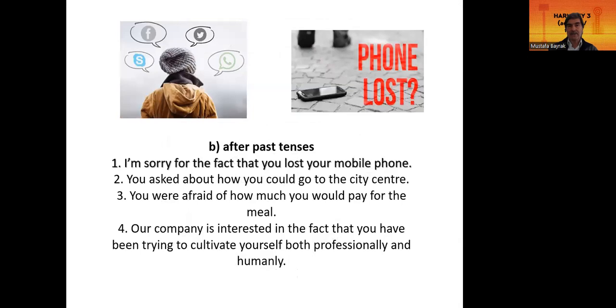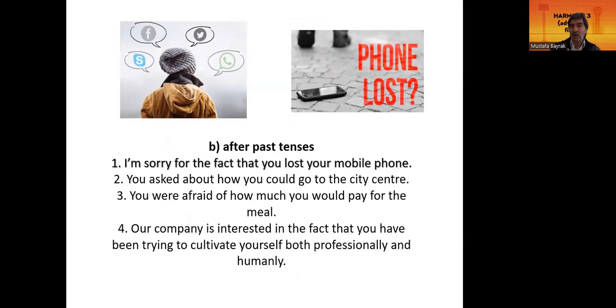Now, after past tenses, I'm sorry for the fact that you lost your mobile phone yesterday. I am sorry now, at the moment, I am sorry for it. I am sorry for the fact that you lost your mobile phone yesterday.